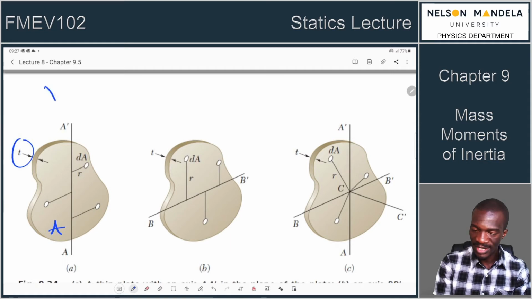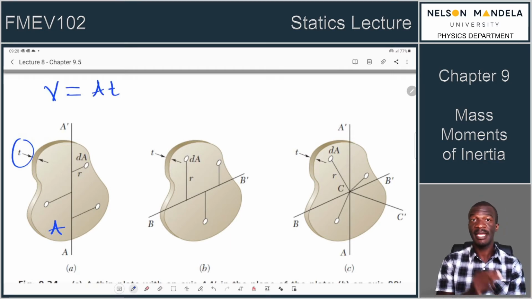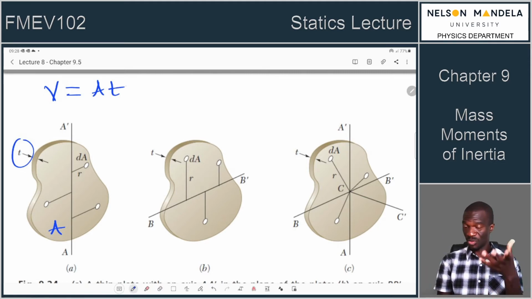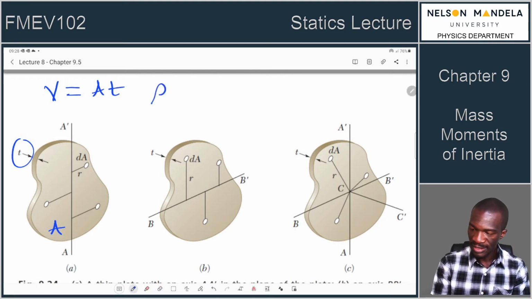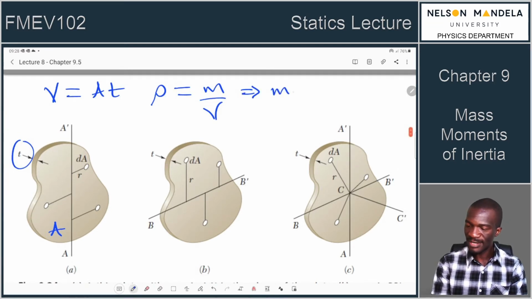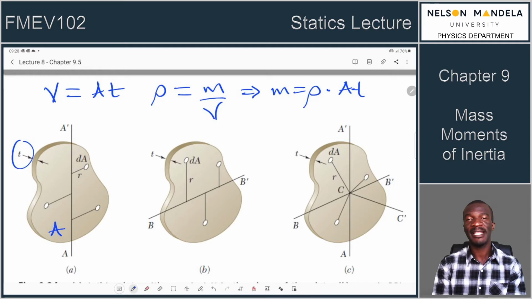thickness, so that we get some volume, which is equal to what? The area multiplied by the thickness. And one of the most important parameters to use would be, let's say you're in the SI system, the density is equal to the mass over the volume. So obviously, this would imply that our mass is a density times the volume. The volume is what? Is the area multiplied by the thickness.